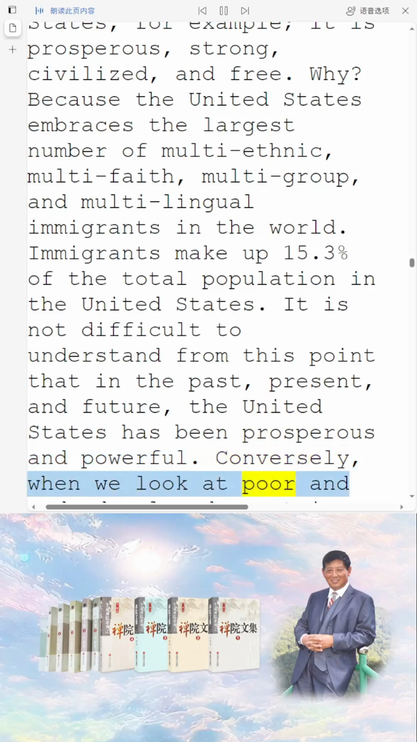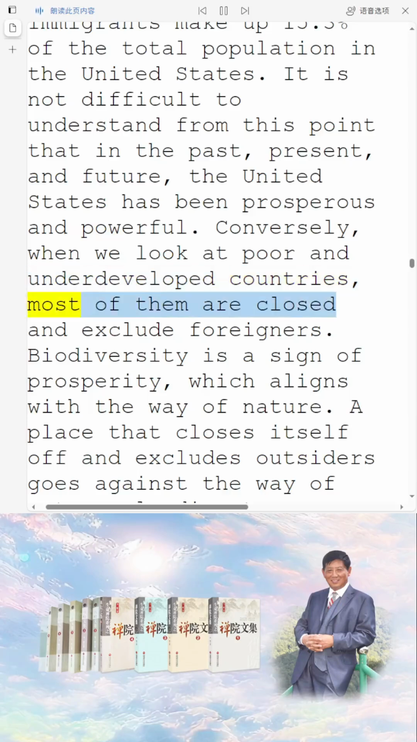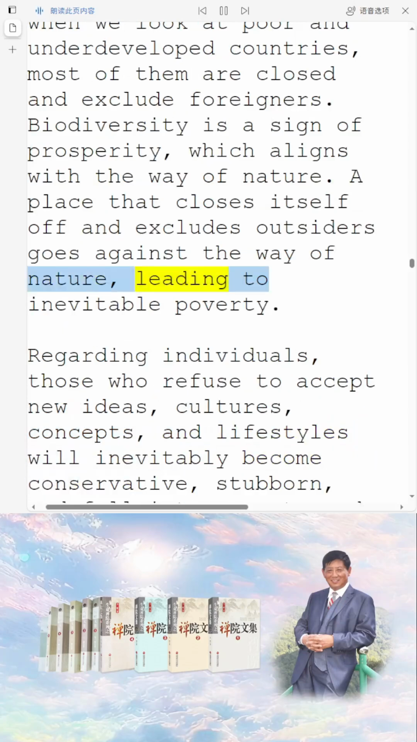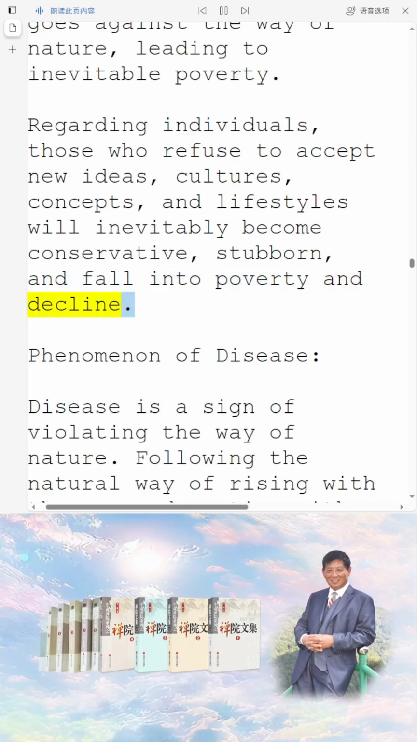Conversely, when we look at poor and underdeveloped countries, most of them are closed and exclude foreigners. Biodiversity is a sign of prosperity, which aligns with the way of nature. A place that closes itself off and excludes outsiders goes against the way of nature, leading to inevitable poverty. Regarding individuals, those who refuse to accept new ideas, cultures, concepts, and lifestyles will inevitably become conservative, stubborn, and fall into poverty and decline.